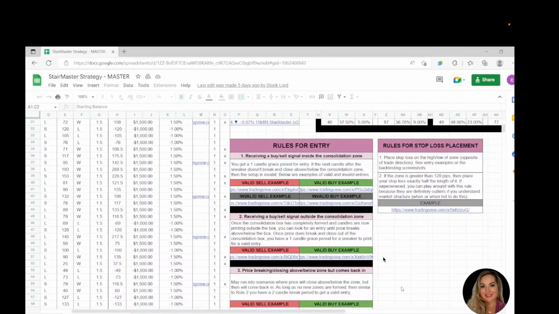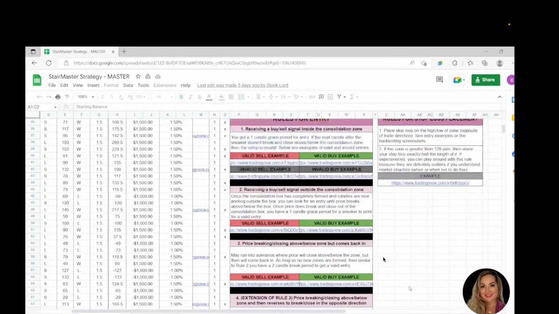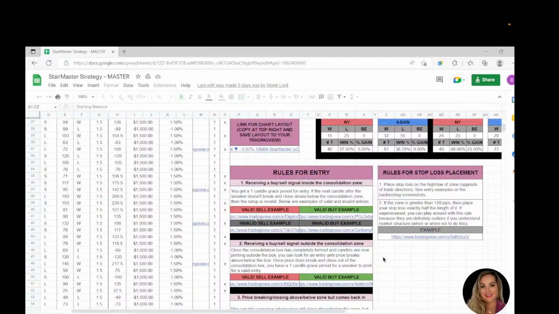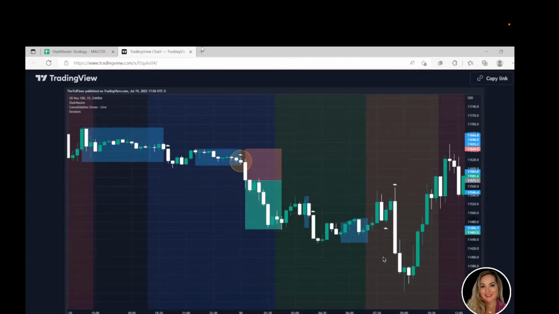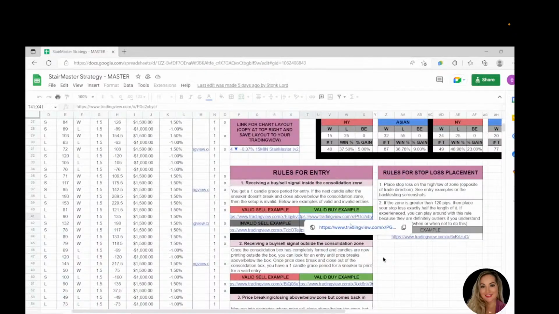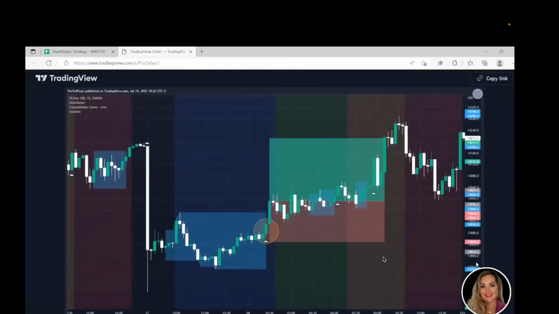So there are all the rules, in case I don't cover something or you're confused by what I'm covering in this video. You will be able to come back and read the rules. We also will give you examples of each of them, just to show you what a valid sell example looks like, and there are links that will explain it to you, and then a valid buy example, and again there will be a link with a picture highlighting why.